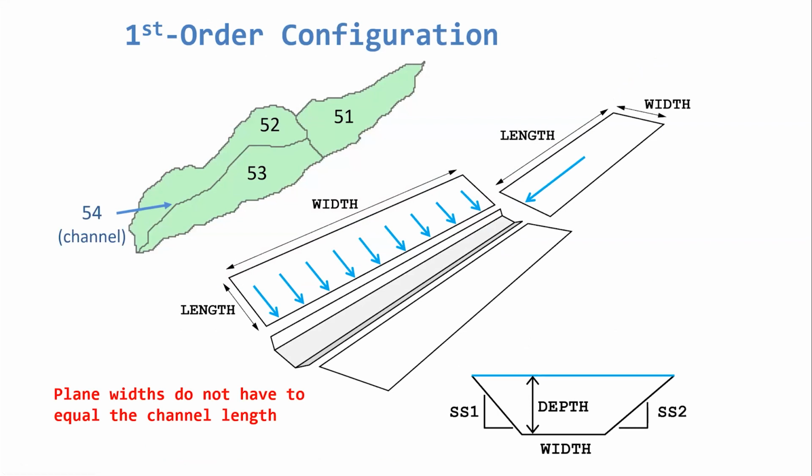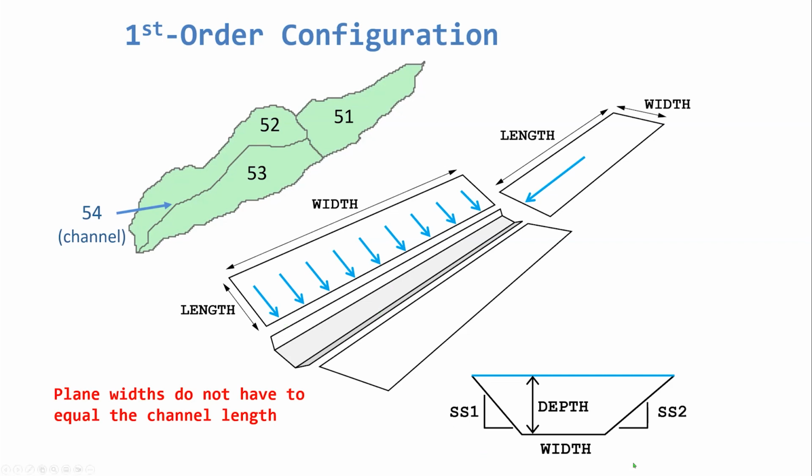So again, first order computation, we've got our elements numbers here. And again, this gets abstracted as follows in terms of they're represented as planes here, but as we talked about before, they can be curvilinear, they can vary in width from fatter at the top to skinnier at the bottom, and vice versa. And just a point here, the plane widths do not have to be equal to the channel length. Now, Shay said yesterday, AGWA makes that assumption, but you don't have to.